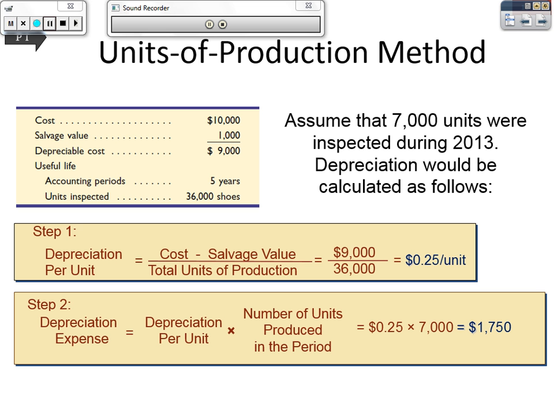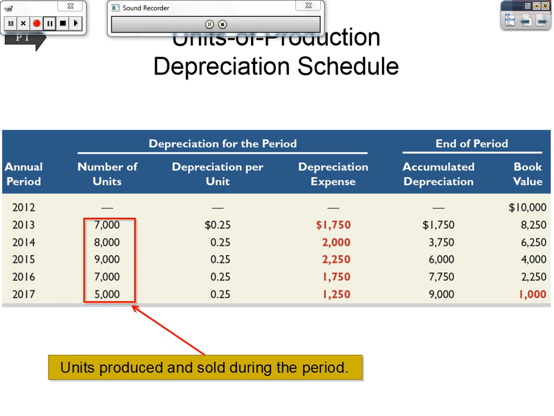Now, don't worry if it doesn't make sense. It's fine. We're going to do some problems after this, so it will make sense. Units of production depreciation schedule. Again, same situation. First year, no depreciation.